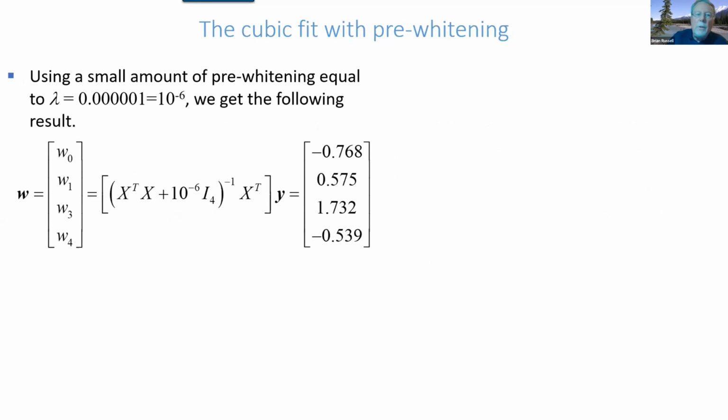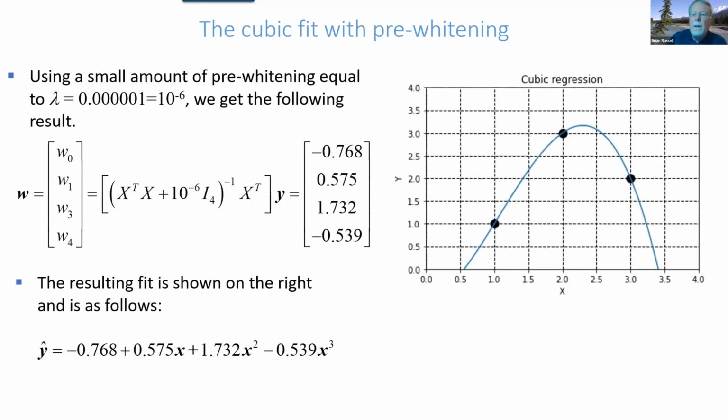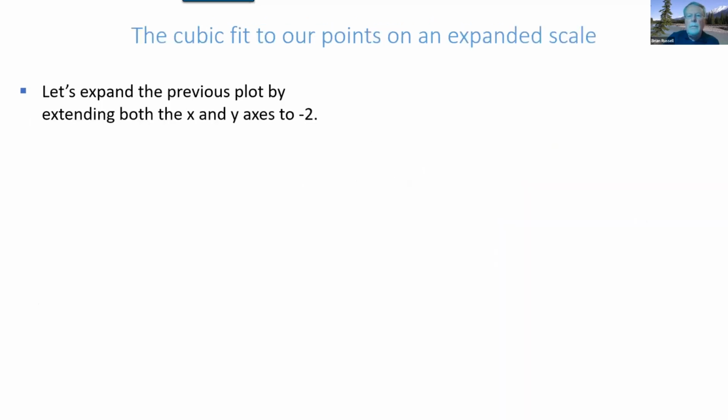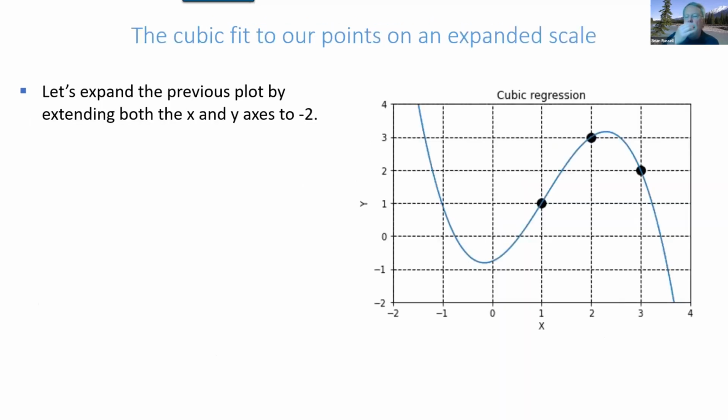And it can be a very, very small number. I use 10 to the minus 6. I get the coefficients that look like that. And now I get a perfect fit. So notice that the curve fits the points well and looks reasonable. But again, I say, is it reasonable? Well, let's expand the plot. And look at what happens.